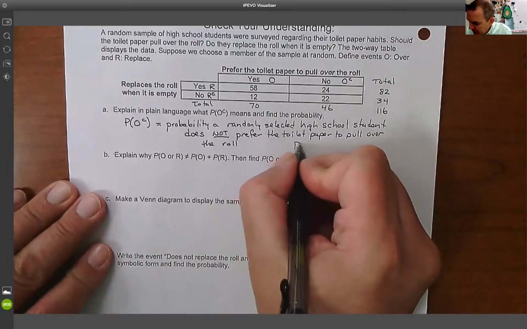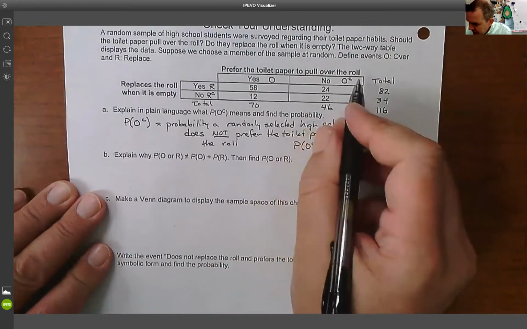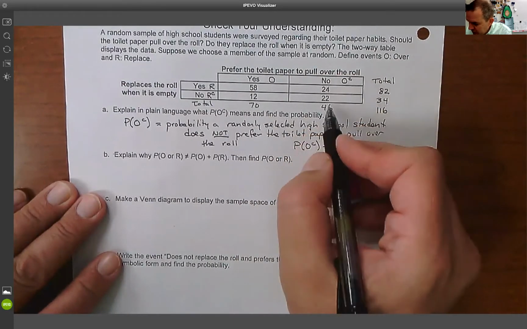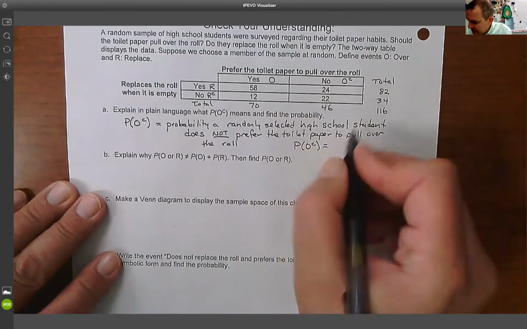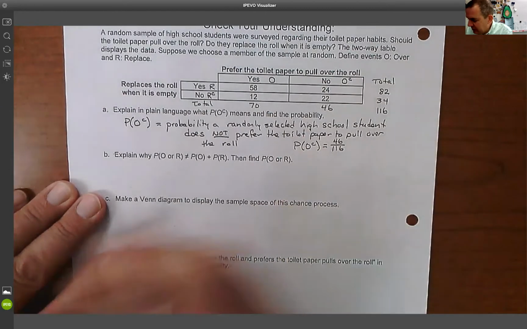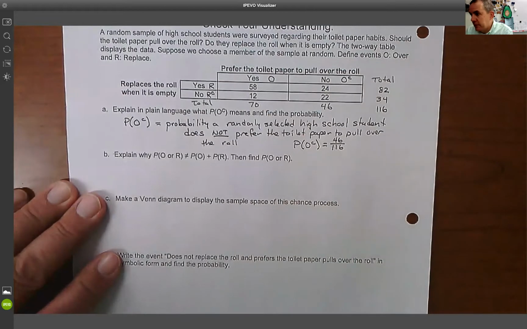So in this case, the probability that someone doesn't prefer the toilet paper over the top is going to be our no's. In this case, the people who say no are going to be 46. There are 46 total people out of 116. So again, these are all my no's out of the total amount.